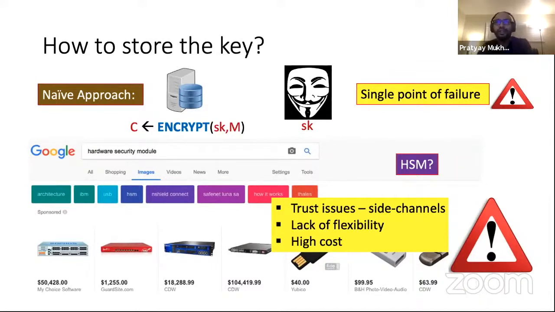There are several issues with the HSM solution. First of all, there are trust issues, like side channel attacks. Then there is a lack of flexibility, because HSMs are attached to very specific programs, so it's hard to change or update the encryption algorithm. And then there is the high cost of a good HSM. As you can see, the cost can vary from $40 to several hundred thousand.